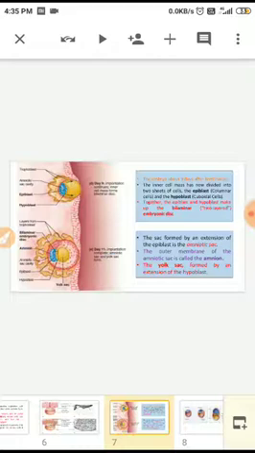The sac formed by the extension of the epiblast is known as the amniotic sac. The outer membrane of the amniotic sac is the amnion. The yolk sac is formed by the extension of the hypoblast.